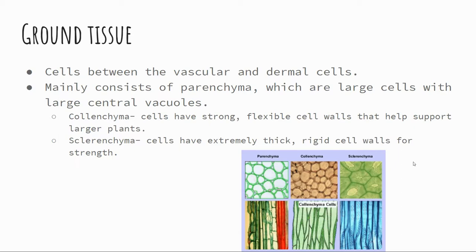Ground tissues, cells between the vascular and dermal cells, mainly consist of parenchyma, which are large cells with large central vacuoles. So parenchyma are cells that have strong, flexible cell walls that help support larger plants. And sclerenchyma are cells that have extremely thick, rigid cell walls for strength. So this is in between the innermost part of the plant and the outermost part of the plant.